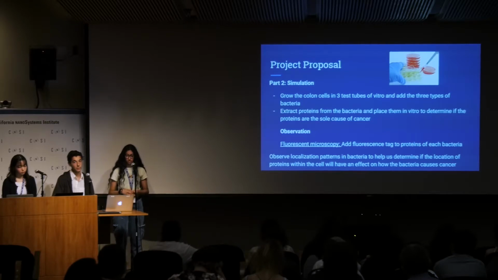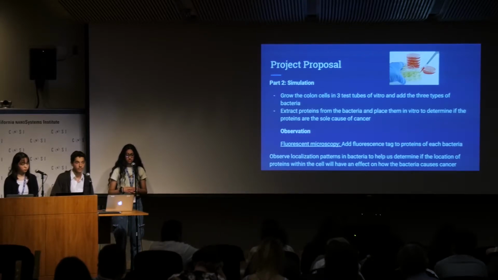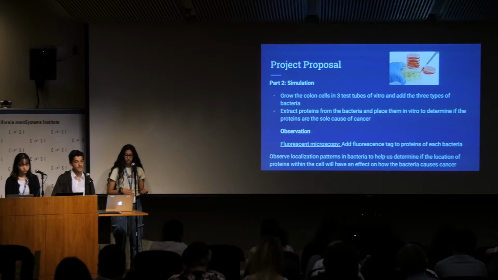Using a fluorescent microscope, the fluorescent protein's localization patterns can be observed in order to determine whether or not the proteins of each of the 3 bacteria were secreted into the environment. The fluorescence of the proteins makes it easier to track if proteins were secreted from the bacteria and were able to bind to colon cells.